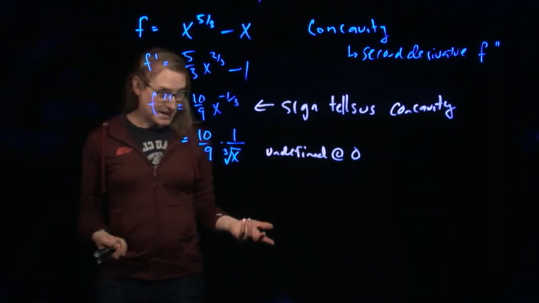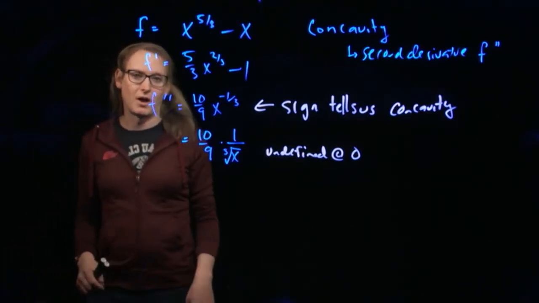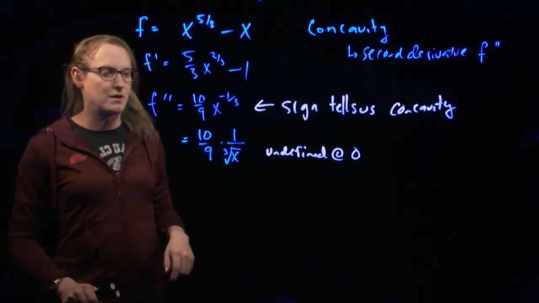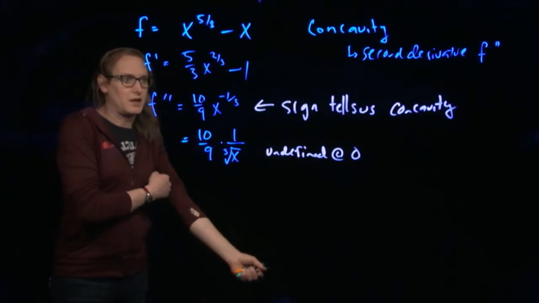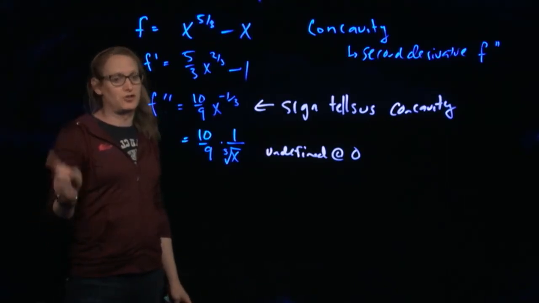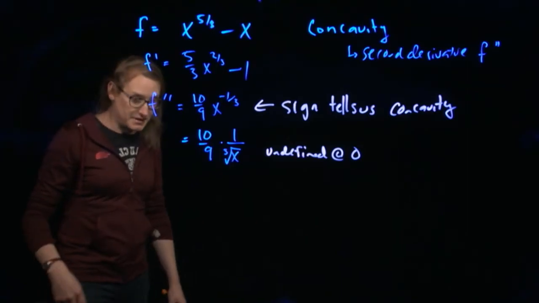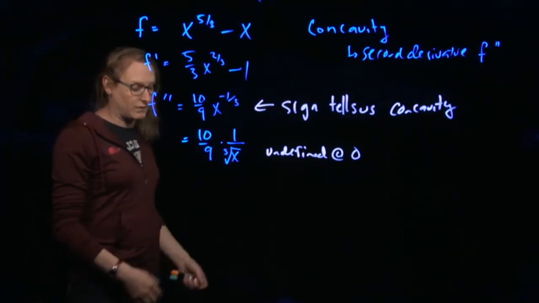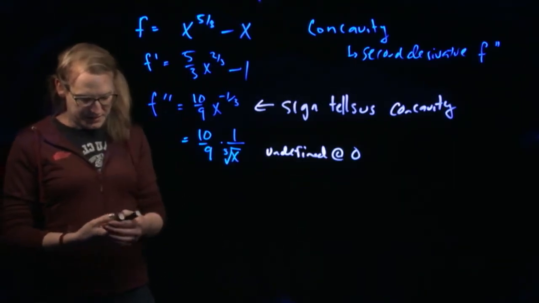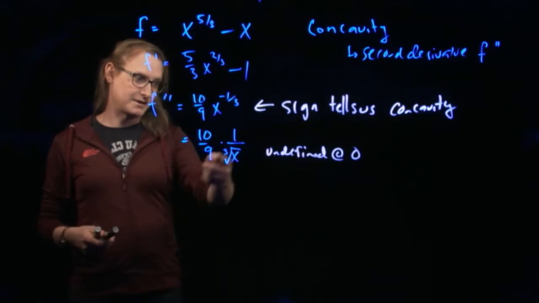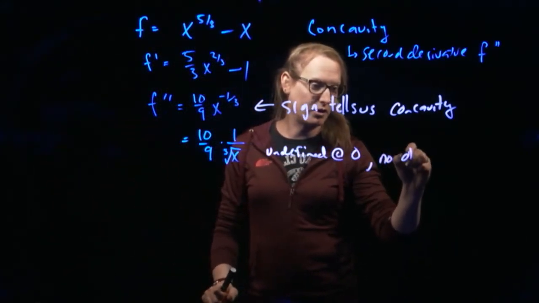If I try to set this thing equal to 0 and solve it, I'm going to find no roots. My f double prime has no roots. But that's okay. The inflection points are just where concavity changes from up to down or down to up. It doesn't have to be where the second derivative equals 0. So essentially what we've realized now is that it's undefined at 0, and there are no other candidates for being inflection points.